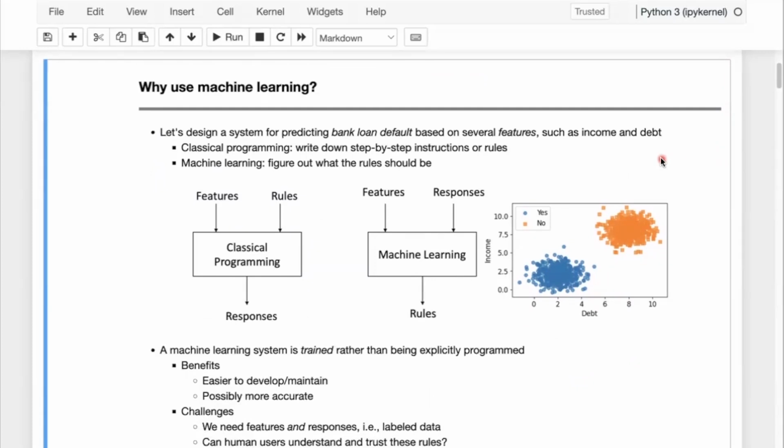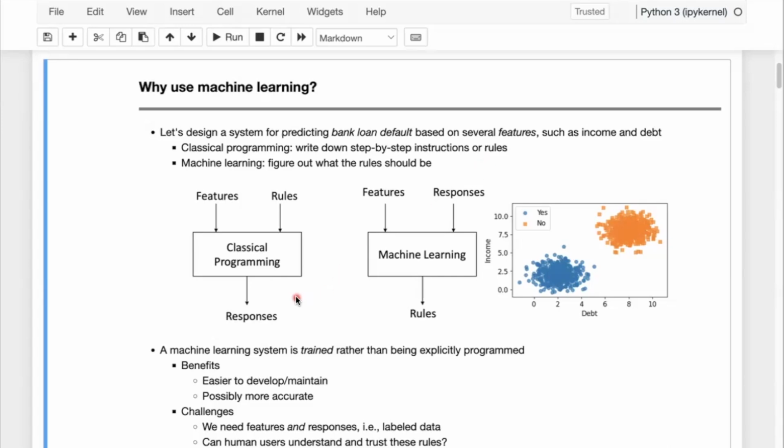Let's motivate this through a real-world application. Let's say you want to design a system for predicting bank loan default. And in this case, we have, let's say, only two features. So for each borrower or applicant, we have information about income and debt. The classical way to solve this problem is to write down step-by-step instructions or rules. For example, you can have different income brackets, and then for each one, you define different ratios of debt to income, and they decide whether a borrower is going to default or not.